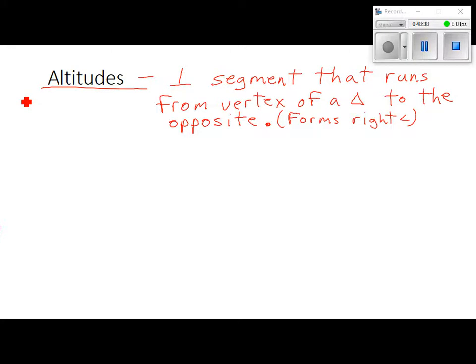They all meet here at one certain spot. That's the point of concurrency again. What's that point of concurrency called? Orthocenter. So you want to write that in there on your blank where it says the point of concurrency. Orthocenter.